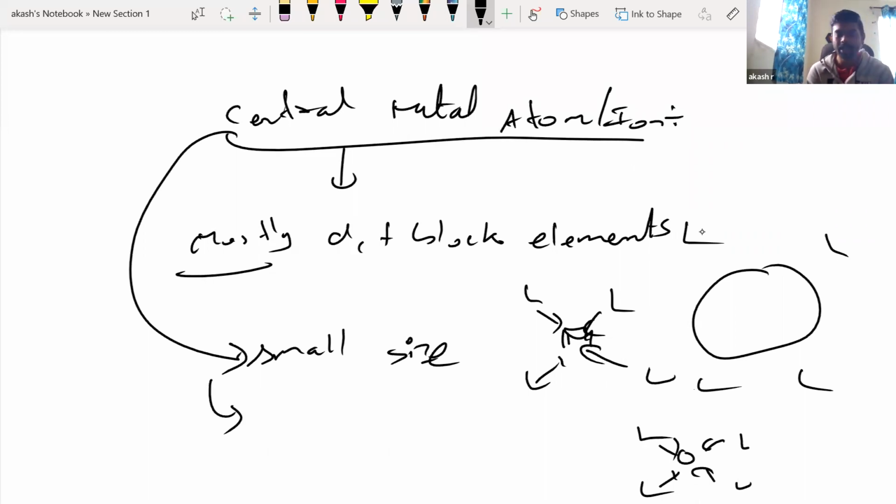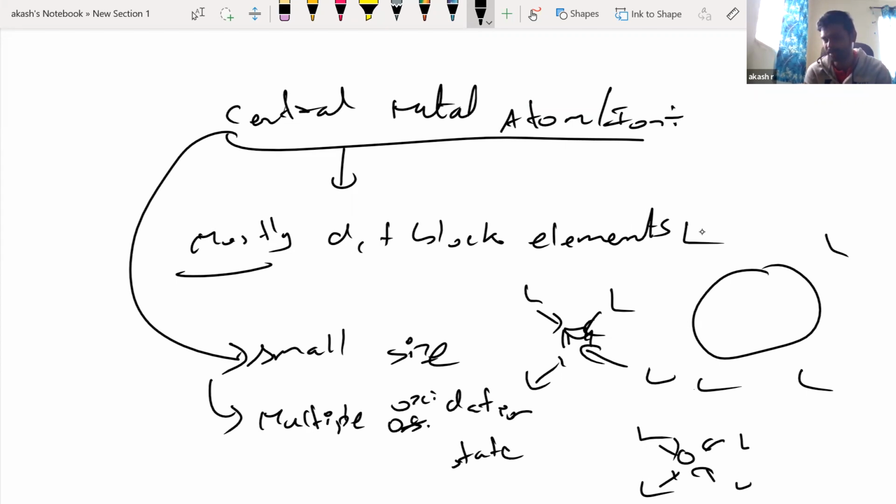The second criterion is that they should be able to show multiple oxidation states. This is not a very important criterion, but still, some metals can form +3 also, +5 also, and that is the reason why d and f block elements are the ones that are mostly favorable, because they can show multiple oxidation states. We will study them separately in d and f block elements. So these two are the general criteria. They will have small size.